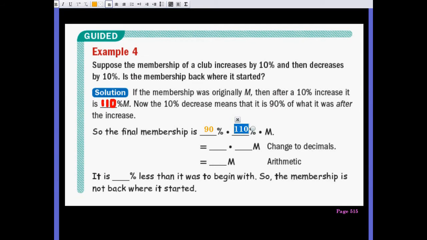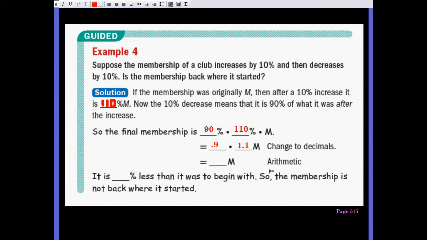increase of M. So do you kind of see how that multiplication there, that stands for the "of"? Let's look at that. It's 90% of the 110% of the original amount. And then whenever we do a problem like this, we like to write it as a decimal. So 90% is the same as 90 hundredths or 9 tenths times 1 and 10 hundredths or 1 and 1/10.